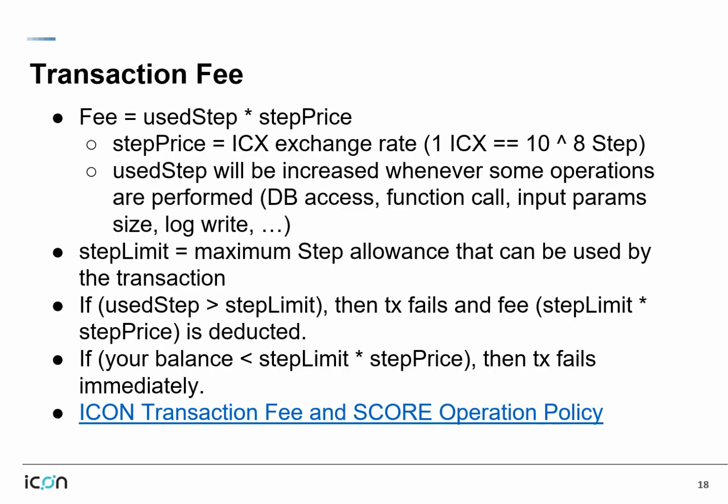Transaction fee will be charged whenever you send a transaction on the ICON network and is calculated by step used multiplied by step price. Step is the unit of measurement for transaction fee, and 100 million steps is equivalent to 1 ICX. Step used indicates how many steps were used for the transaction execution and will be increased whenever some operations are performed, like DB access and function calls, and it also depends on the overall transaction data size, like input parameter size.